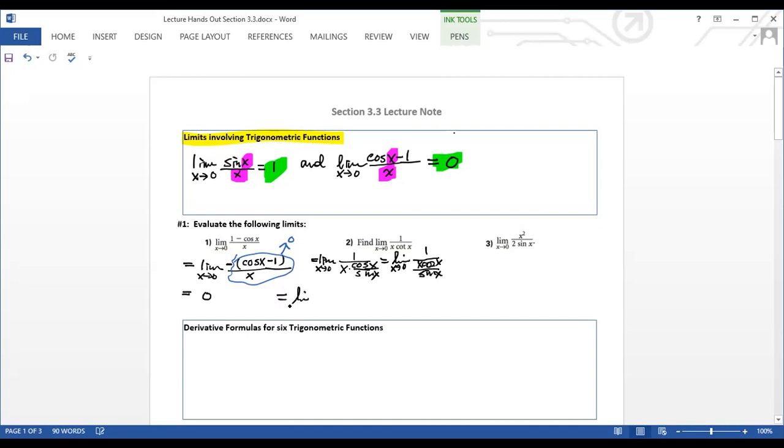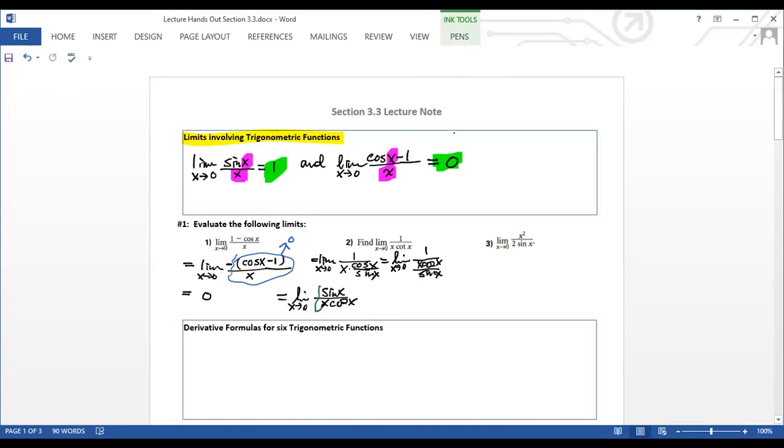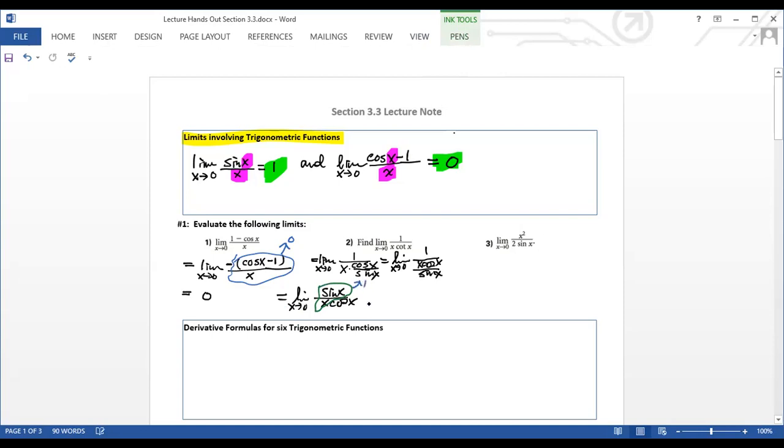So this will be limit x approaches 0, and then when you flip it, the sine x goes to the top, and the bottom stays x cosine x, right? Okay, now I'm using the limit laws. Take a look. This is sine x over x. So when the limit approaches 0, what is that? It is 1, right? So this approaches 1. So this would be 1 times.